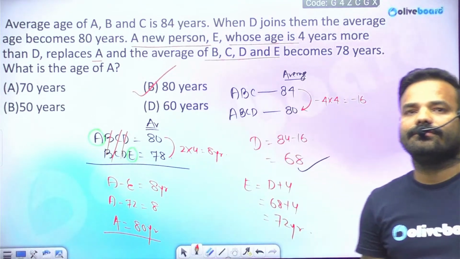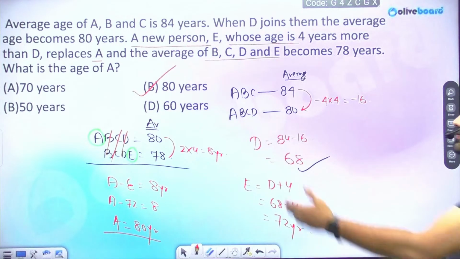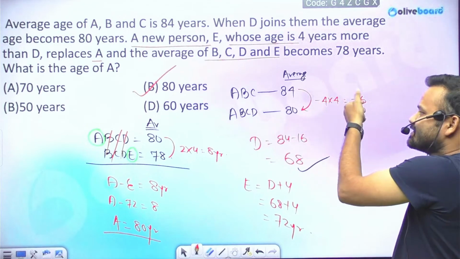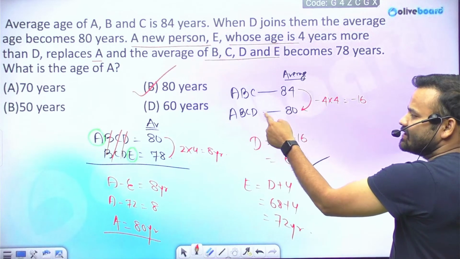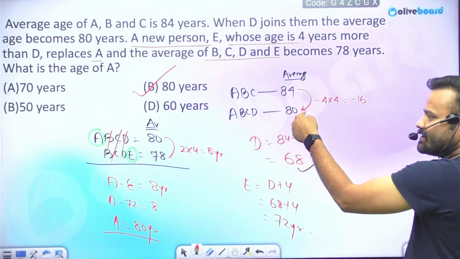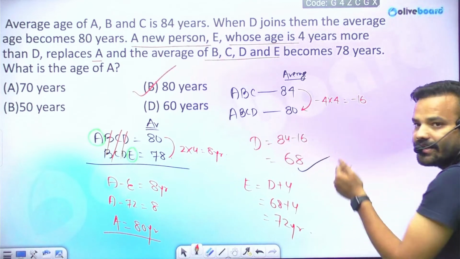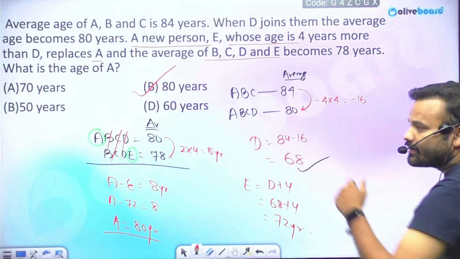Very good. Sir, what you did over there: ABC was 84, it becomes 80, the average reduces by 4, that too on 4 members, that is a reduction of 16. That means D is of 68 years. Now, for E, it's directly mentioned, and I connected over here.